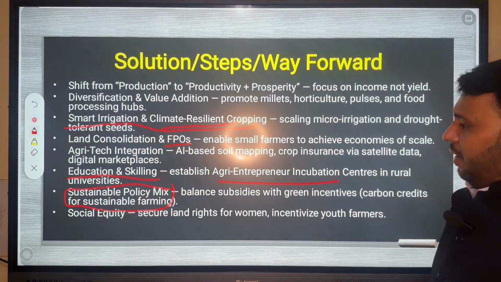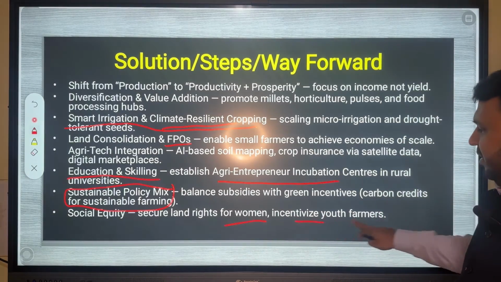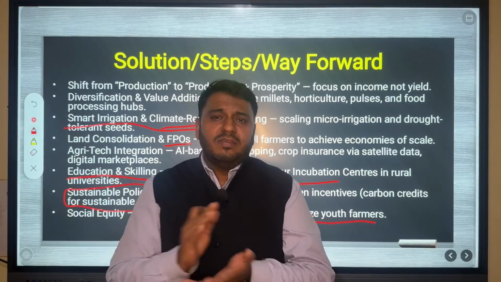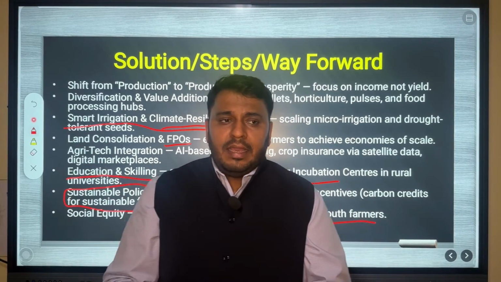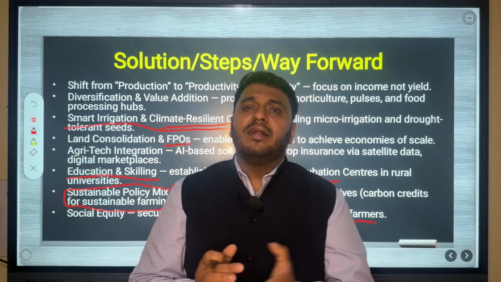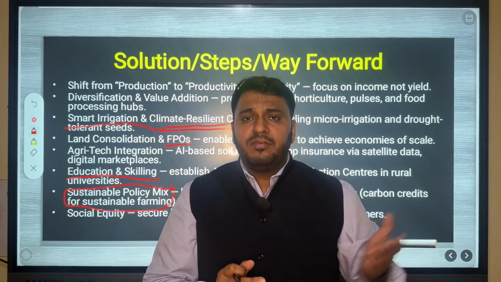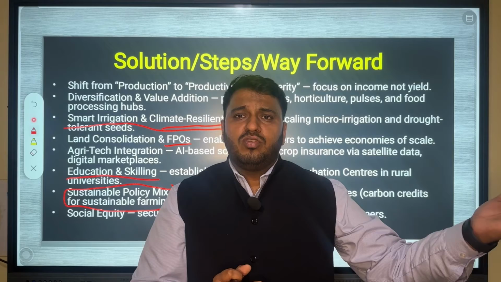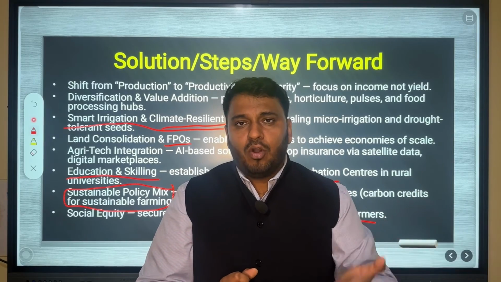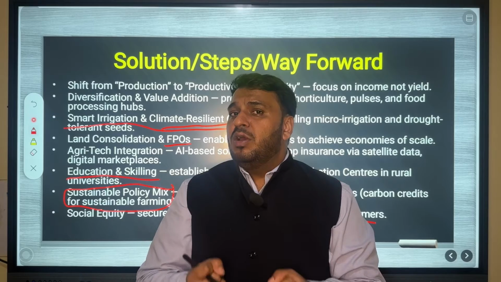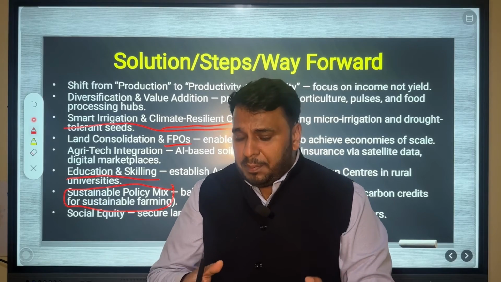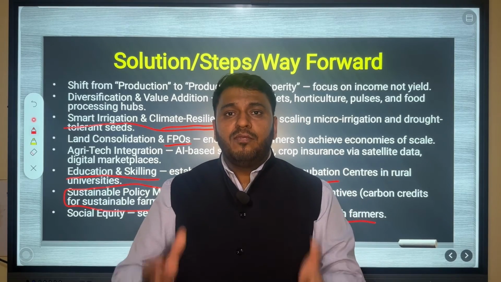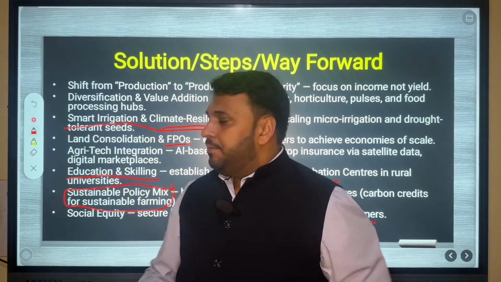Social equity: we need to secure land rights for women and incentivize youth farmers. As I told earlier, agriculture is seen as a symbol of backwardness. Even in the cities, agriculture is seen as a symbol of being a laggard. If someone is doing agriculture, he is seen as poor, as someone who couldn't do anything else, so he is farming. That is wrong. We need to bring in new youths. We have to motivate them to take up agriculture, and not just farming, but become entrepreneurs and do food processing. There are many avenues. Right. Next please.